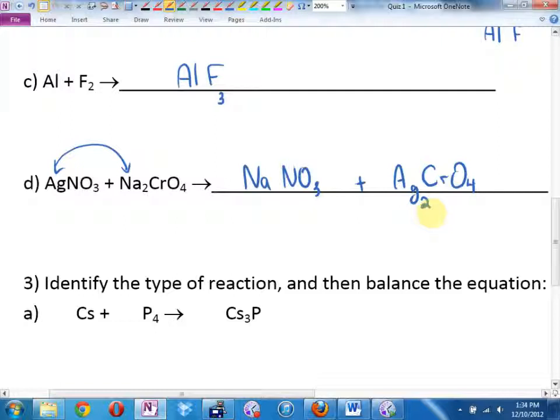That's fine. Okay, and technically, even if you wrote NO3Na, it's just traditionally, let's write the metal in front of the non-metal, so all of our answers look the same.